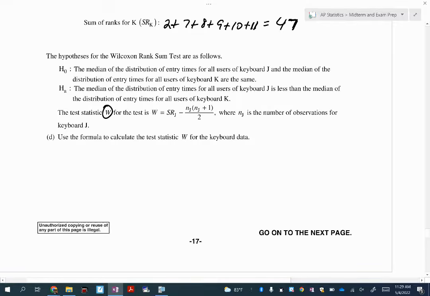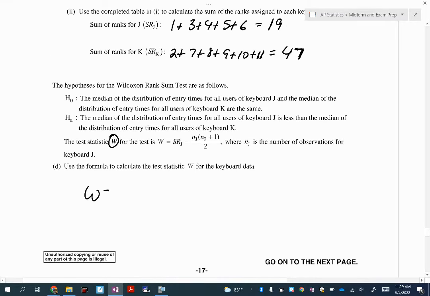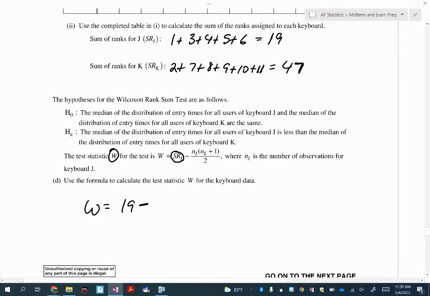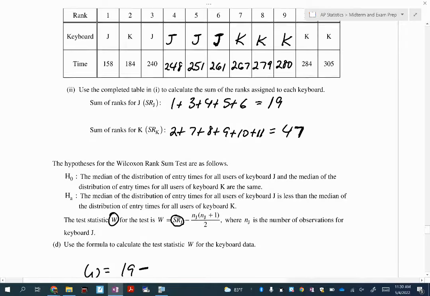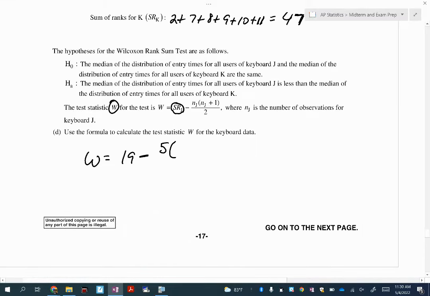So W is found by taking the sum of the ranks for letter J, which we just found was 19, right? So that's that value there. Minus, and it says the number of data values in keyboard J, which was 5. So minus 5 times 5 plus 1 over 2. So that's 19 minus, let's see, 5 times 6 is 30, divided by 2 is 15. So our test statistic for W is 4.